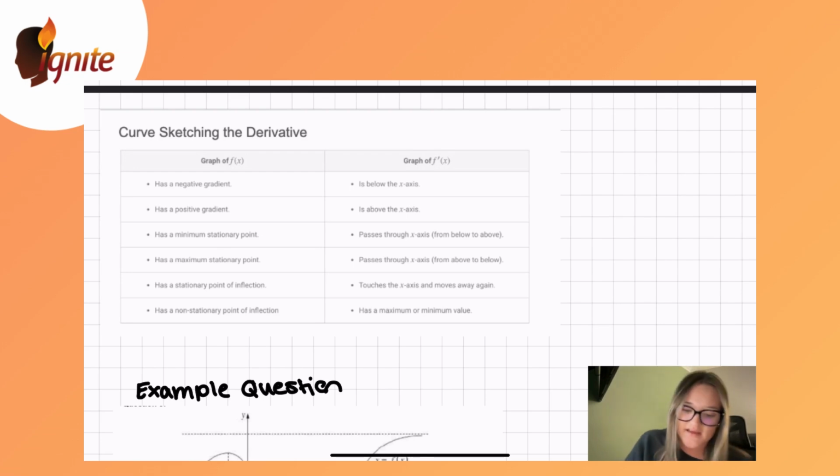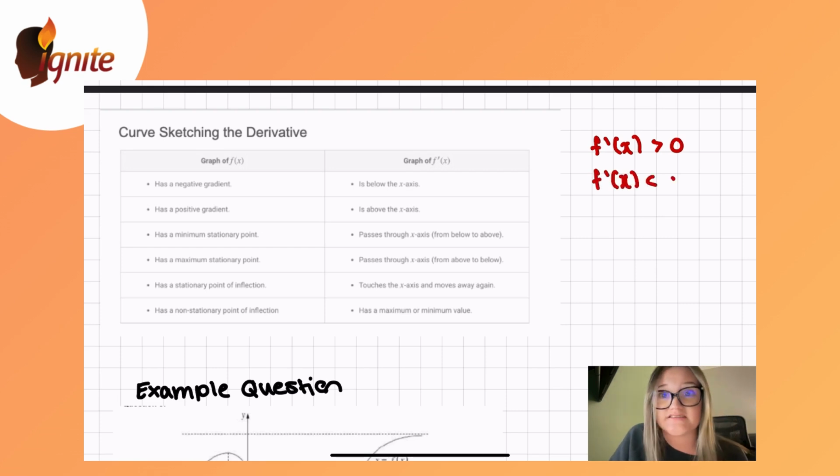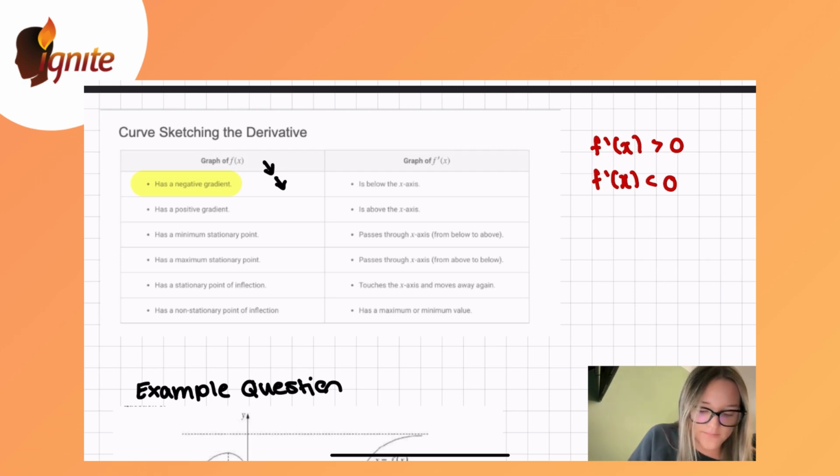The main point here, if we have a look at this table, is that the derivative of f(x) is going to be greater than 0 when our graph is increasing, and f'(x) is going to be less than 0, so below the x-axis, if f(x) is decreasing. So let's have a look at what this table says. Like we were just saying, if the graph of f(x) has a negative gradient, that is, the graph is going downwards like this, we say that it's going to sit below the x-axis. If it has a positive gradient, so the graph is on an upward slope like this, we say that it's going to go above the x-axis for your f'(x).